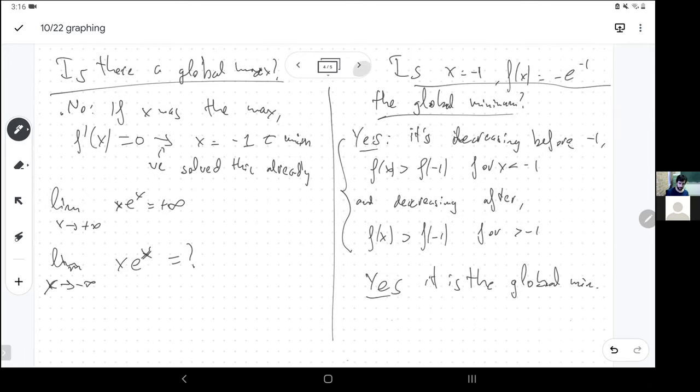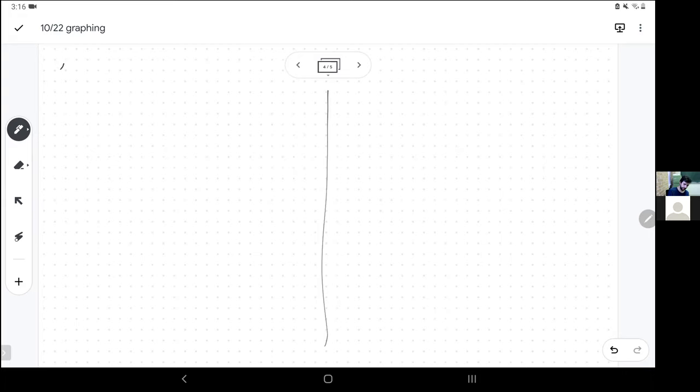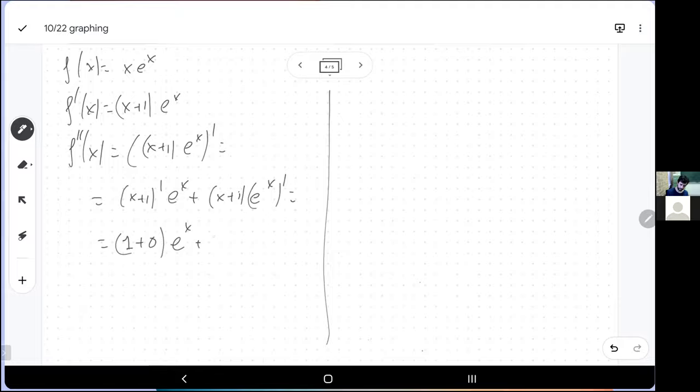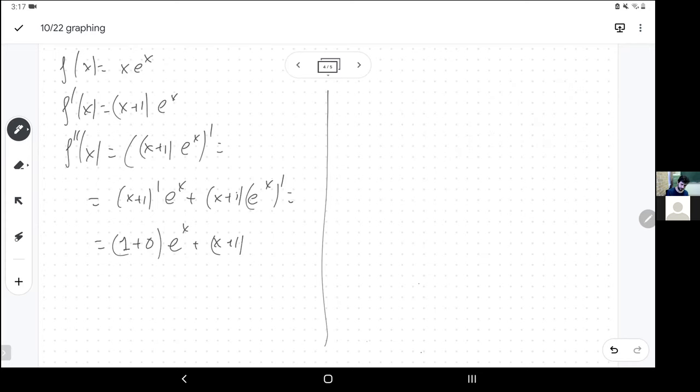All right. What can the second derivative tell us? There you see the pattern. I'm supposed to take the derivative of the derivative. So it's again a product, so I'm going to use the product rule. Derivative of the first, and then derivative of the second. It's very similar because the derivative of x is one, derivative of one is zero. e to the x, I'm just copying. x plus one, I'm just copying. And derivative of e to the x is itself.